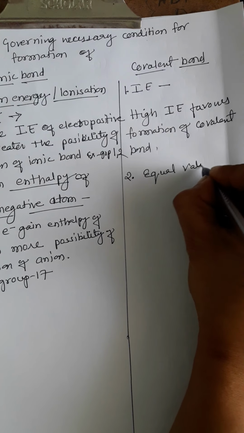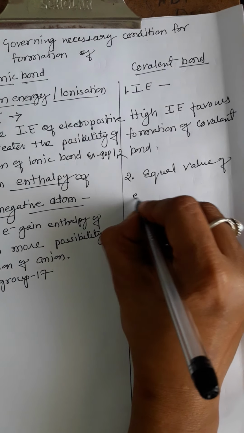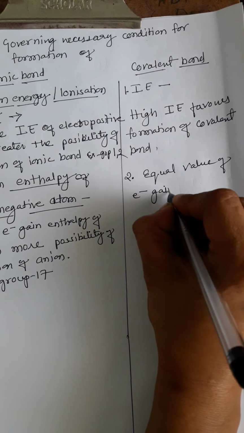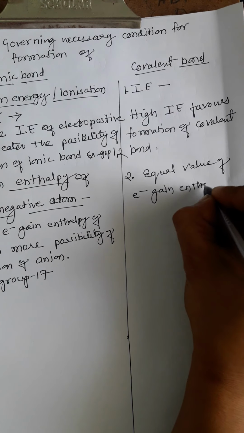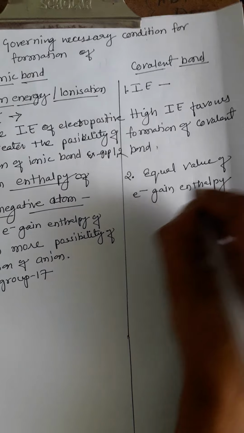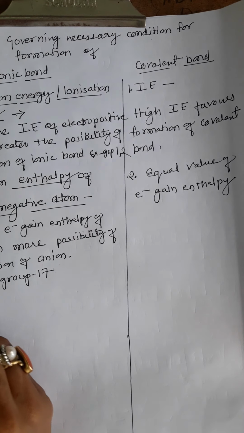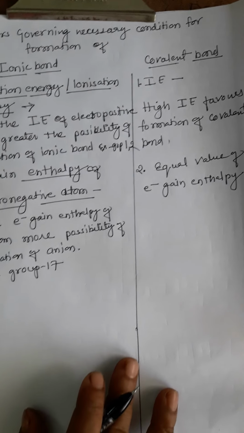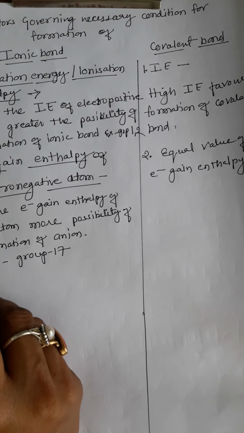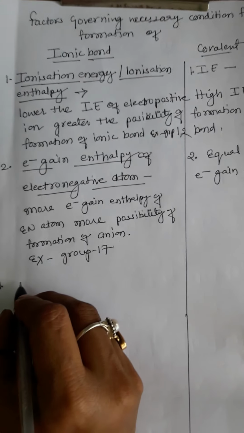Now same thing in covalent bond, electron gain enthalpy should have equal value of electron gain enthalpy. Third factor is electronegativity.